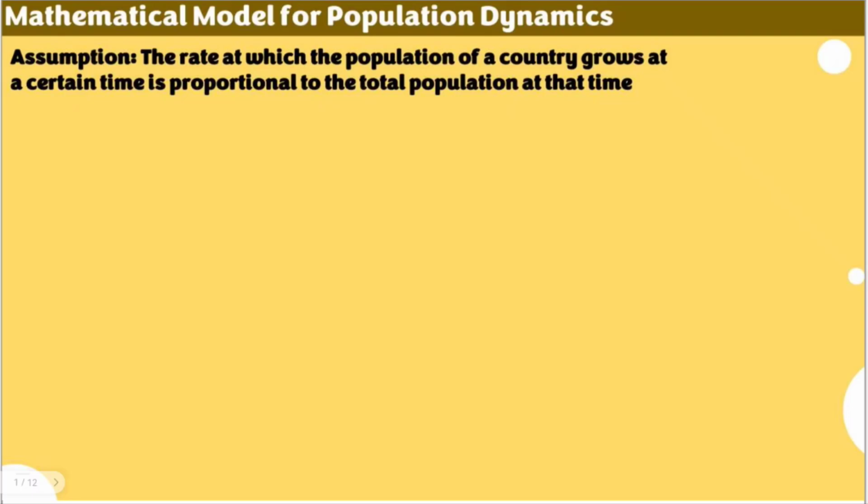So we have the assumption here: the rate at which the population of a country grows at a certain time is proportional to the population at that time. This is an example of population dynamics, and the term rate here could be expressed as a derivative. So we have here the rate at which a population, let's use P, of a country grows at a certain time, so with respect to time, is proportional to the total population at that time. That's the assumption for this one.